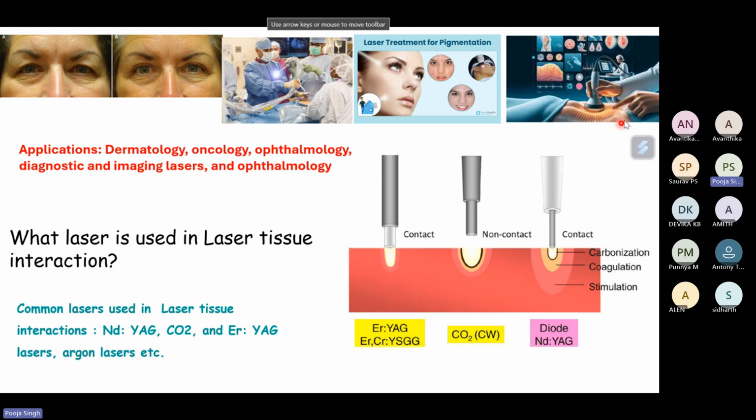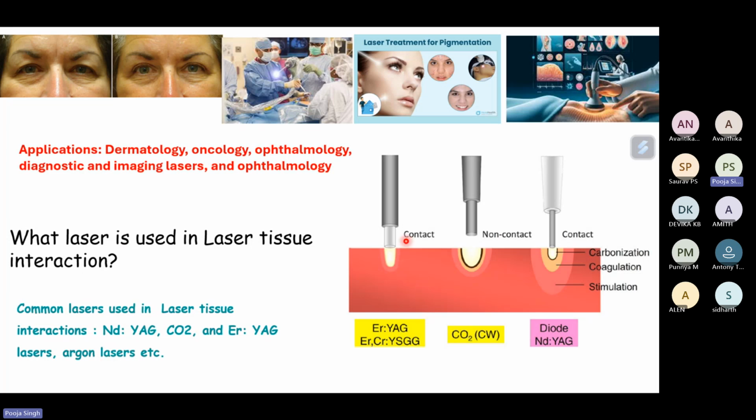So these are the applications where, in the medicinal field, you have a lot of applications of lasers. But what kind of laser you have to use depends upon the treatment. What lasers are used in laser tissue interaction, that I told you: neodymium YAG laser, CO2 laser, erbium YAG laser, and argon laser. These four kinds of lasers are very important, and are mentioned in your syllabus also. So we will read about all these lasers in detail.